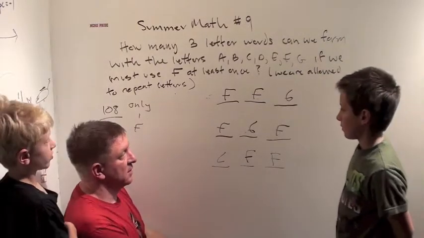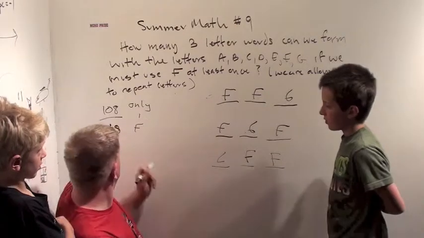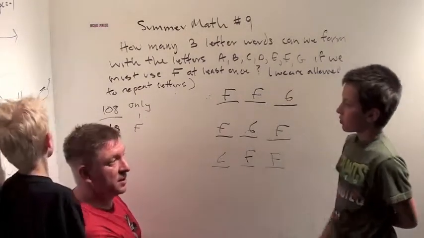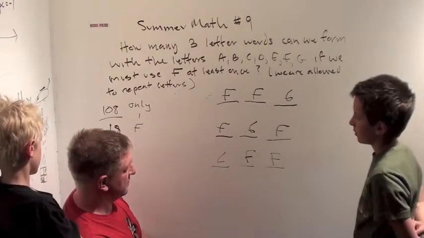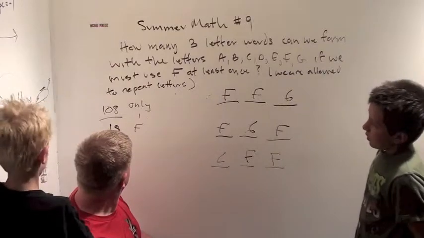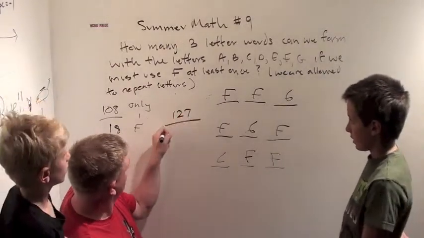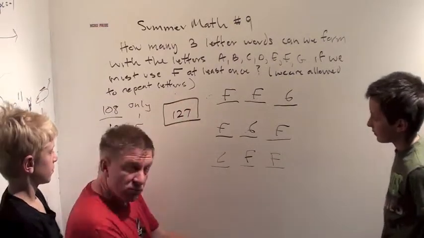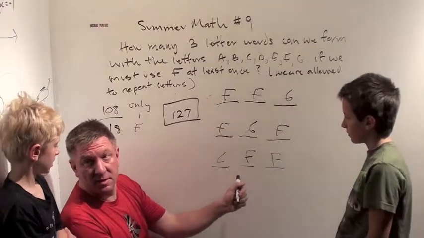There's only one, because you have F, F, F. So 108 plus 18 plus one, which is 127. Yeah, 127. That's interesting. So sometimes the cases are harder to see.